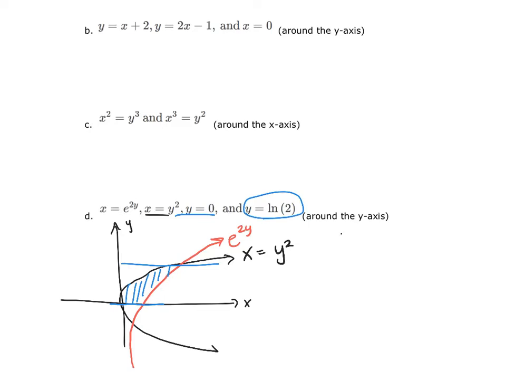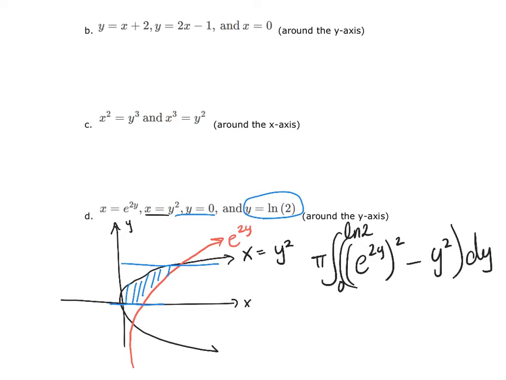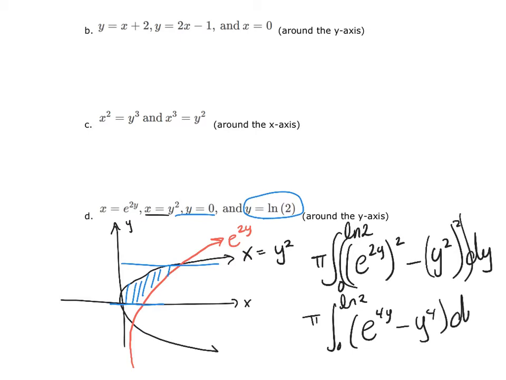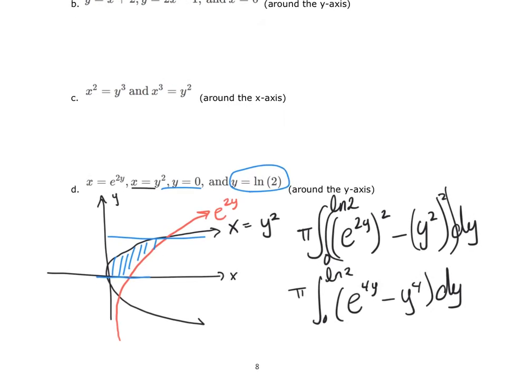Now, when I do this integration, I'm going to go from 0 to the natural log of 2. I'm going to have pi as a multiplier. My rightmost one is e to the 2y squared, minus the left one, which is y squared, and then dy. And now I'm going to integrate this. So this is going to be pi from 0 to the natural log of 2 of e to the 4y minus, that should be y squared squared, so y to the 4th, dy. And now I do my regular integration.